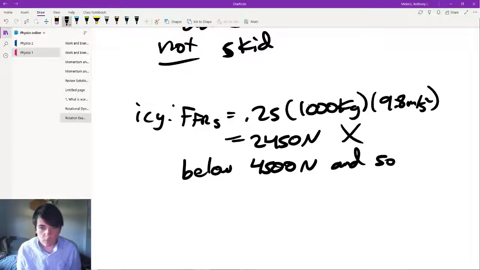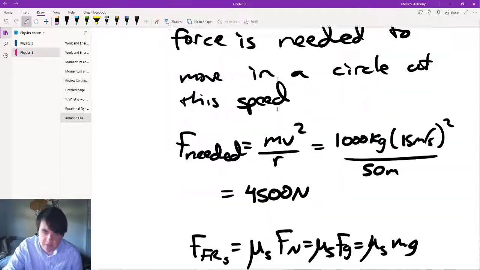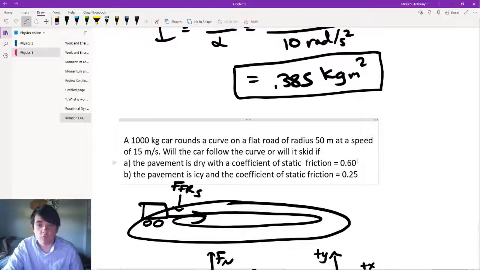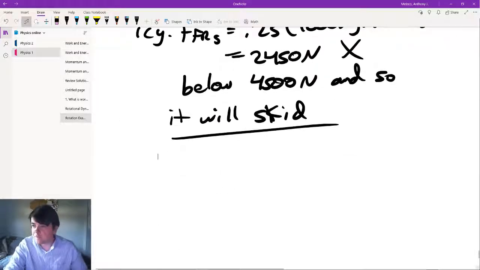And so it will skid. Okay, so as expected, it will skid on icy surface. I mean, that's what ice does, right? It lowers the coefficient of static friction, which will make it skid. All right, let's do another problem with this type of setup.